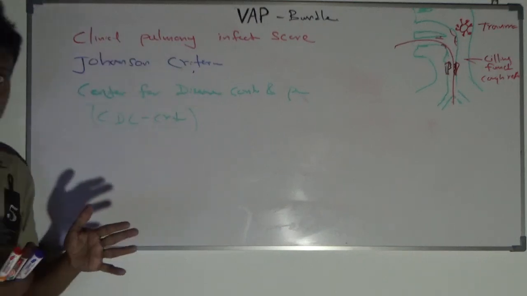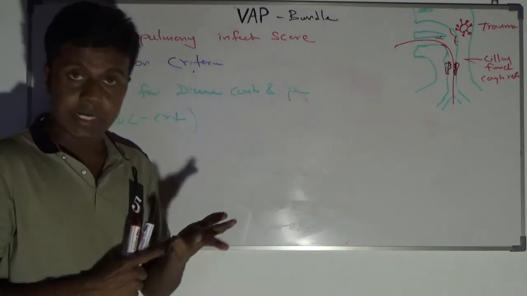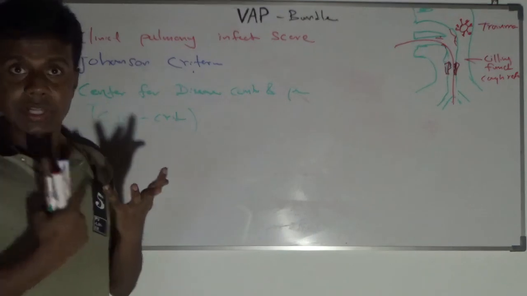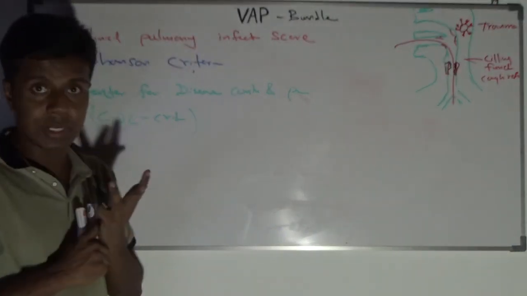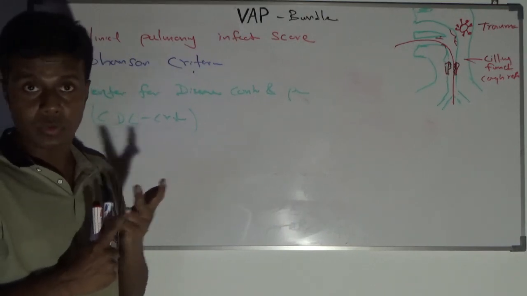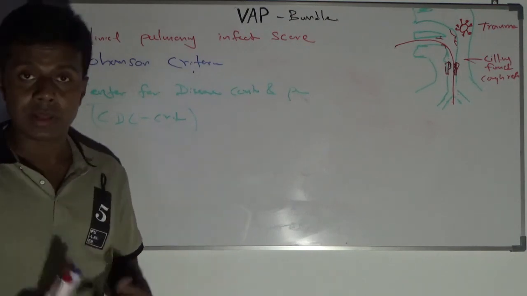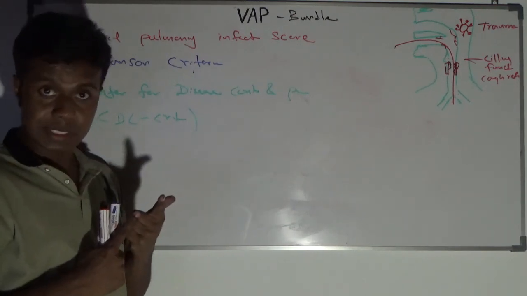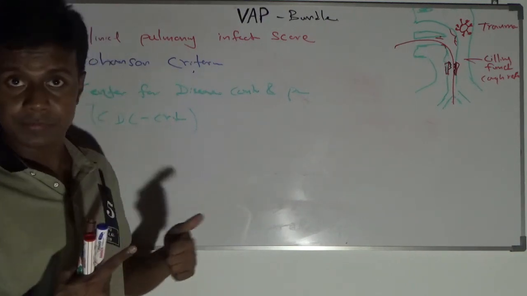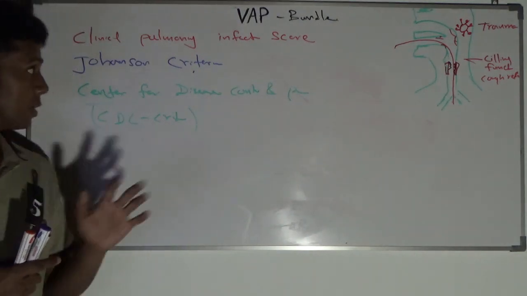Then we came to the ventilator associated pneumonia prevention bundle. The first one is oral decontamination with 0.2% chlorhexidine, then head elevation 30 to 45 degrees, then GI prophylaxis you can use, then sedation interval you can use, then you can use DVT prophylaxis. There is a set of 5 interventions.